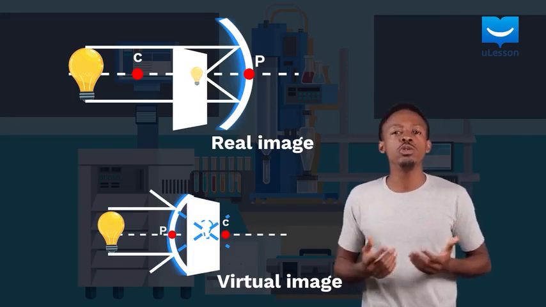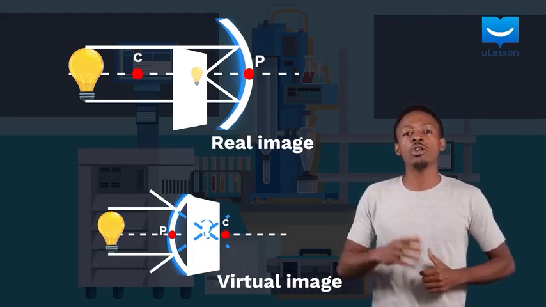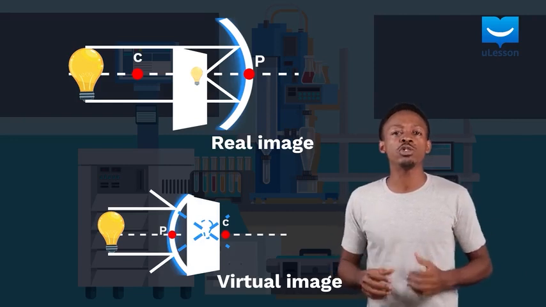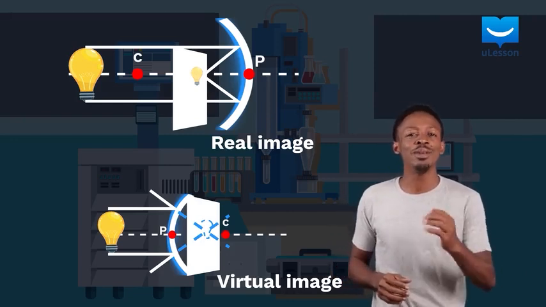So how do we use these ray diagrams and our knowledge of convex and concave mirrors to know how images are formed? Keep learning to know more.